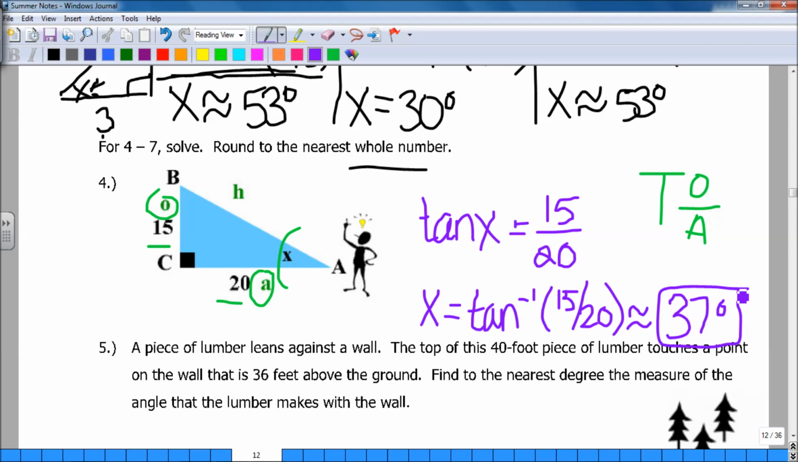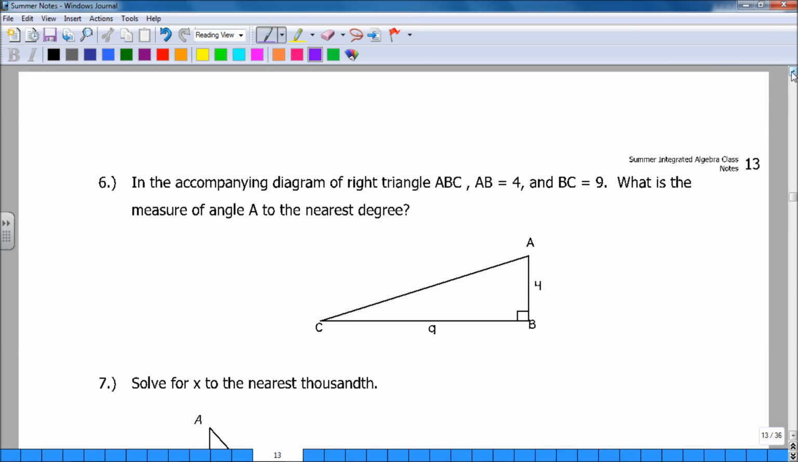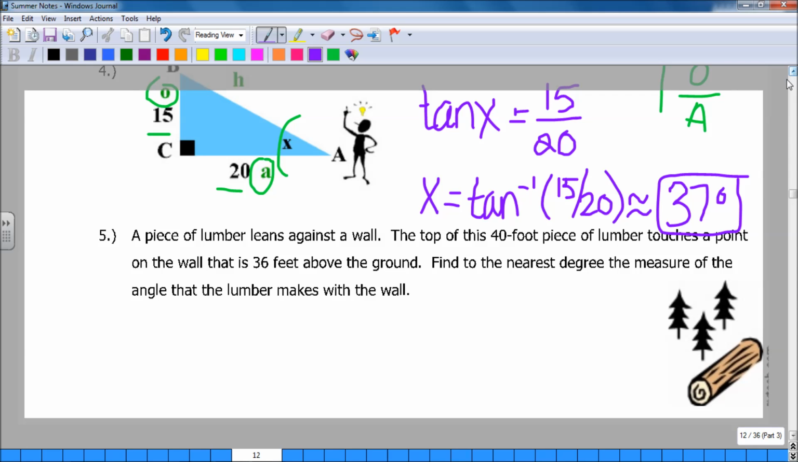So if you notice, you use inverse tangent, inverse sine, inverse cosine, all the inverse trigonometric ratios when you're trying to figure out how big an angle is. You use sine, cosine, tangent when you know an angle and you're trying to figure out a side. That's crucial, okay? So let's look at number 5.